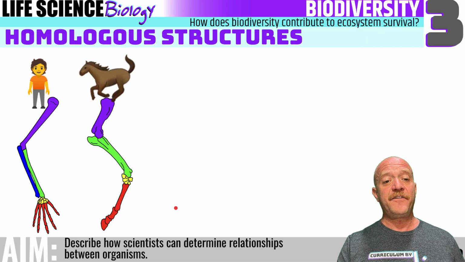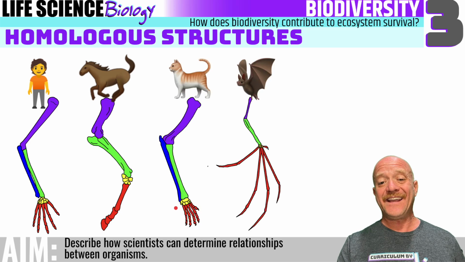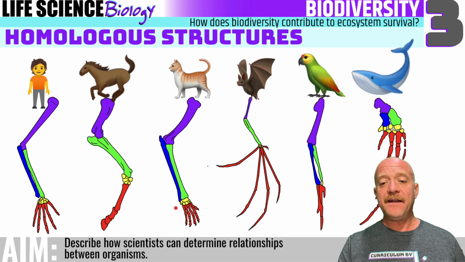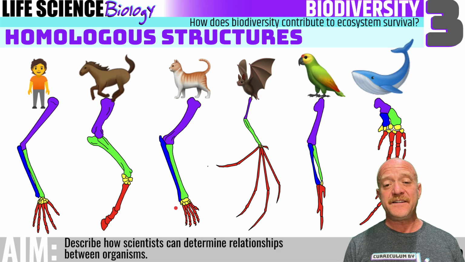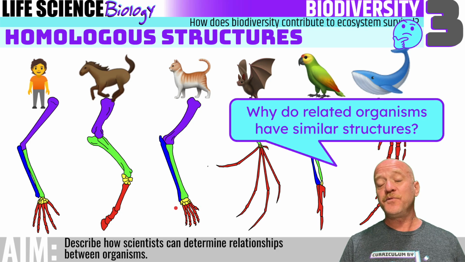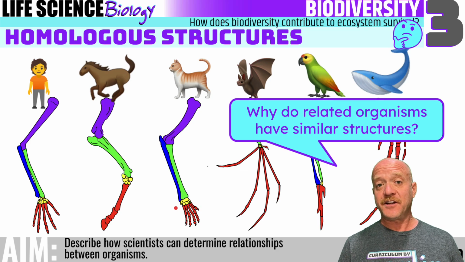Some examples of homologous structures would be the forearms of a human, the front leg of a horse, front leg of a cat, the wings of a bat, the feathers of a bird, and the fins of a whale. If you notice, all of these body parts look different, but they all had similar origins, and therefore they're going to have similar number of bones and relatively similar structures. So why do related organisms have similar structures?